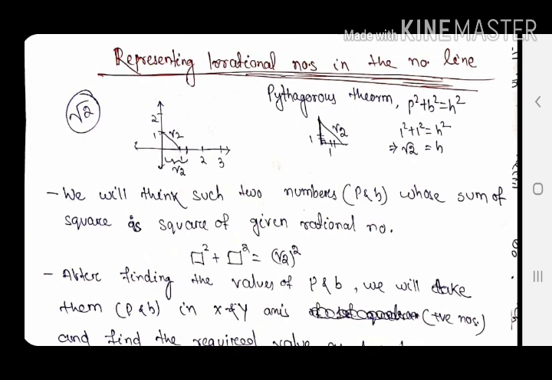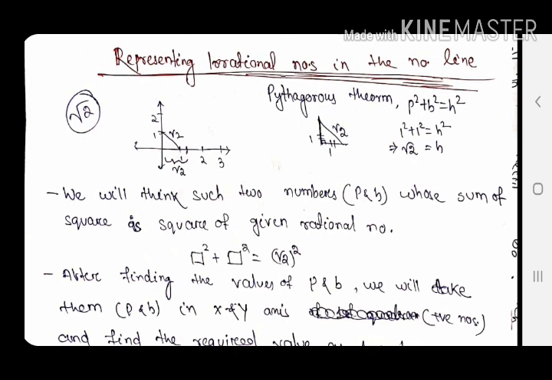Any irrational number may be given, just like here root 2, maybe root 3, maybe root 8, maybe root 12. As 2, 3, 8, 12, 15, 18 are not perfect squares, their square roots are irrational. So how will we show it on the number line? We will think of two numbers whose squares add up to 2, 3, 18, 15, whatever number is given. In this case it is root 2, so we think of two numbers whose sum of squares gives 2. For example, 1 square plus 1 square is 2.